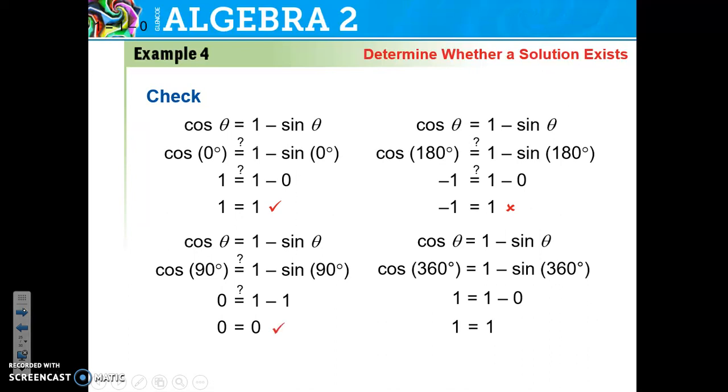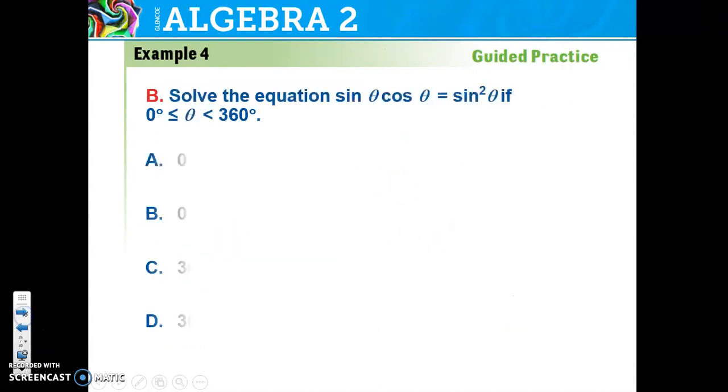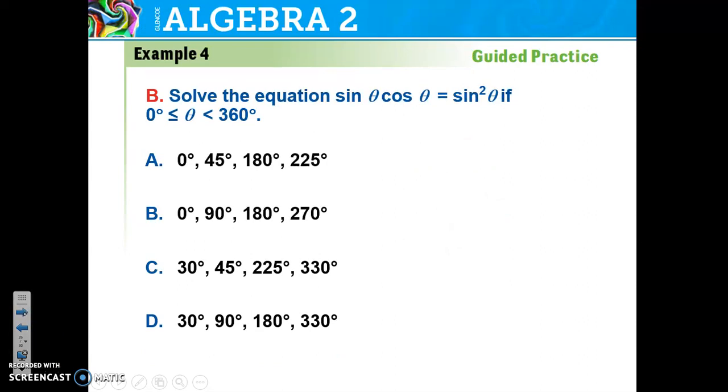Then what they're showing us here is we're just checking our different values. Let me pull up everything here for you. So when I check 0 degrees, it works. I get 1 equals 1. When I check 180 degrees, though, I get negative 1 equals positive 1, which is not true. When I check 90 degrees, it works, and when I check 360 degrees, that also works. So notice I had one extraneous solution, which was 180 degrees. All right, try this one.